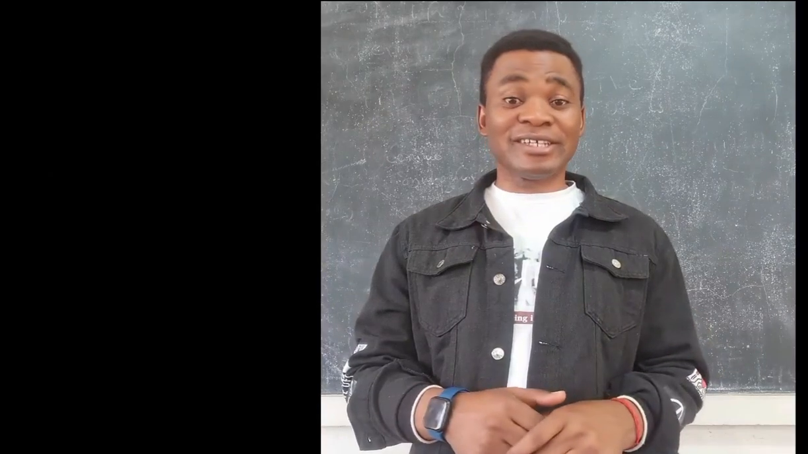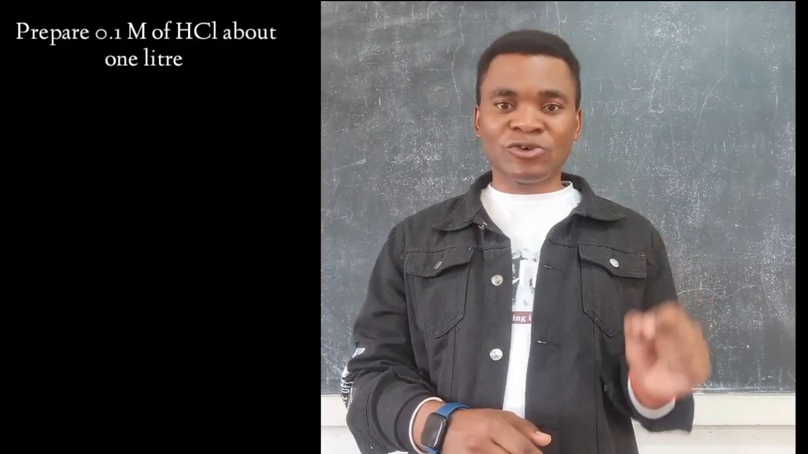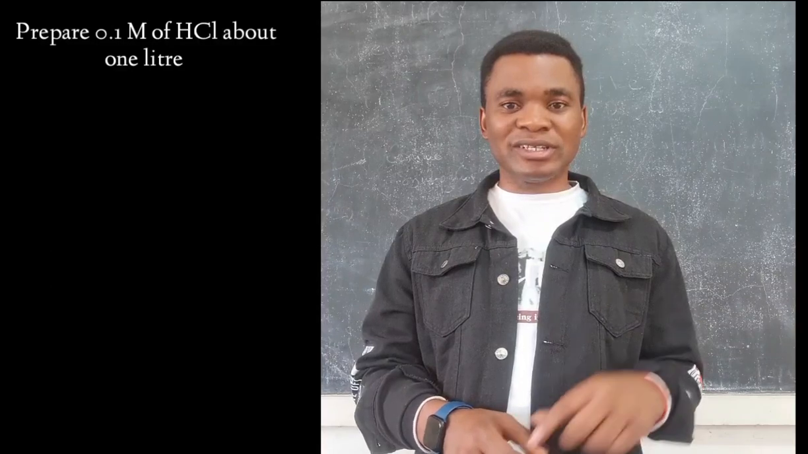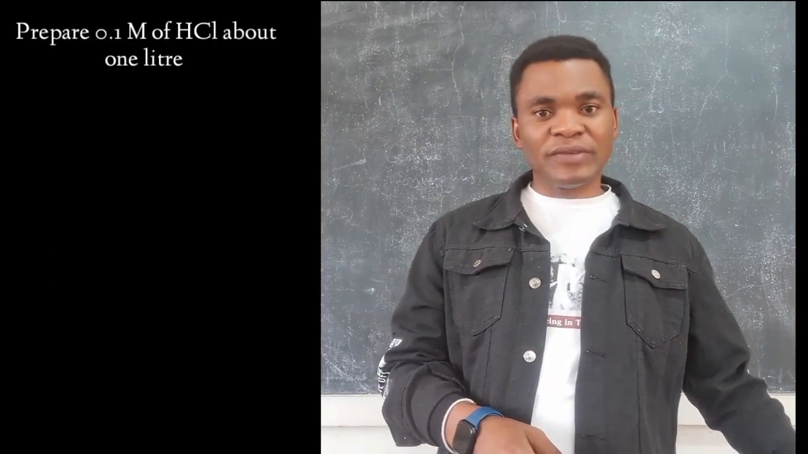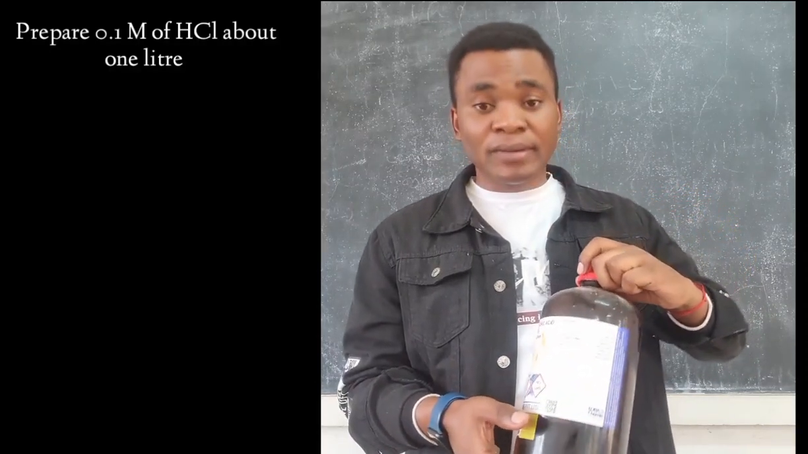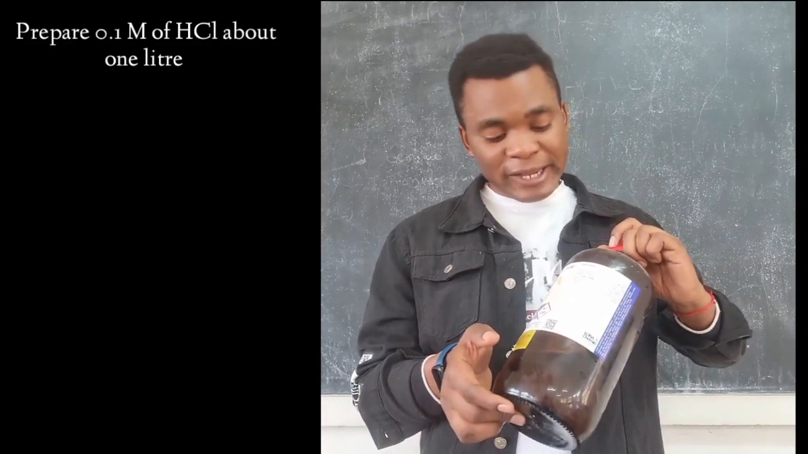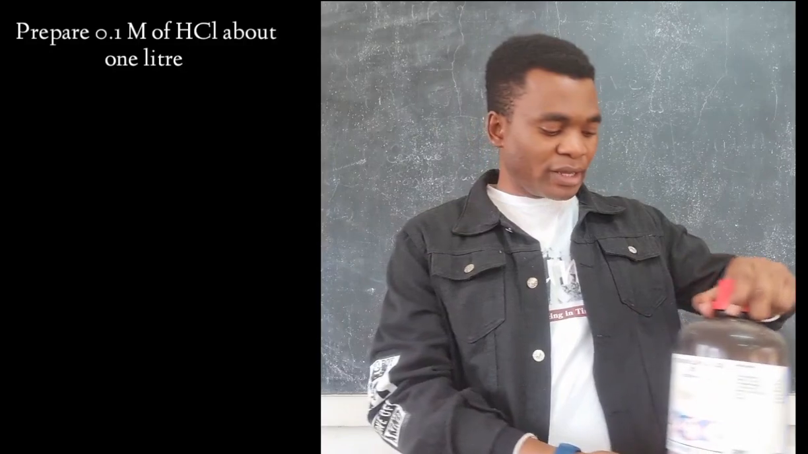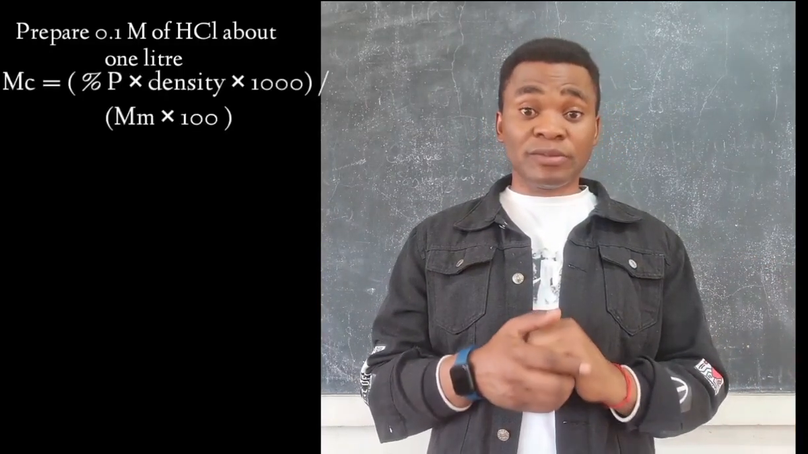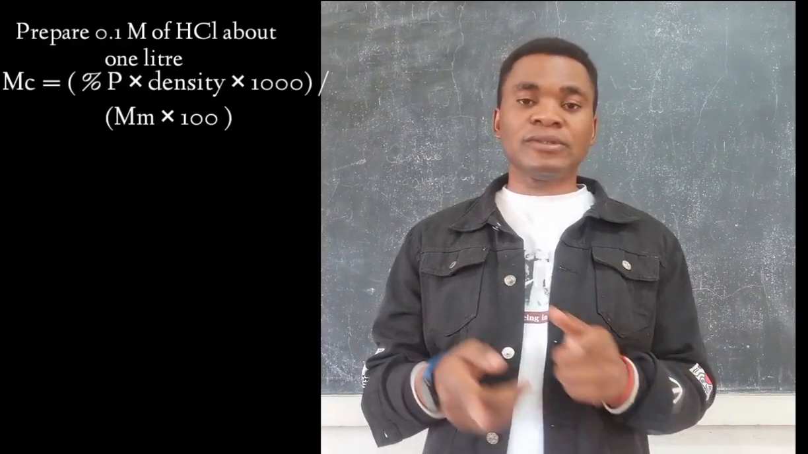Let's go right into the task again. Task number 3, which says prepare 0.1 moles of HCl, hydrochloric acid, about 1 liter from the stock solution. As I said, this container doesn't have the molar concentration, but they have information that we can use to get it: percentage purity, density, and the molar mass. We're going to use the formula: molar concentration is equal to percentage purity times density times 1000, divided by molar mass times 100.